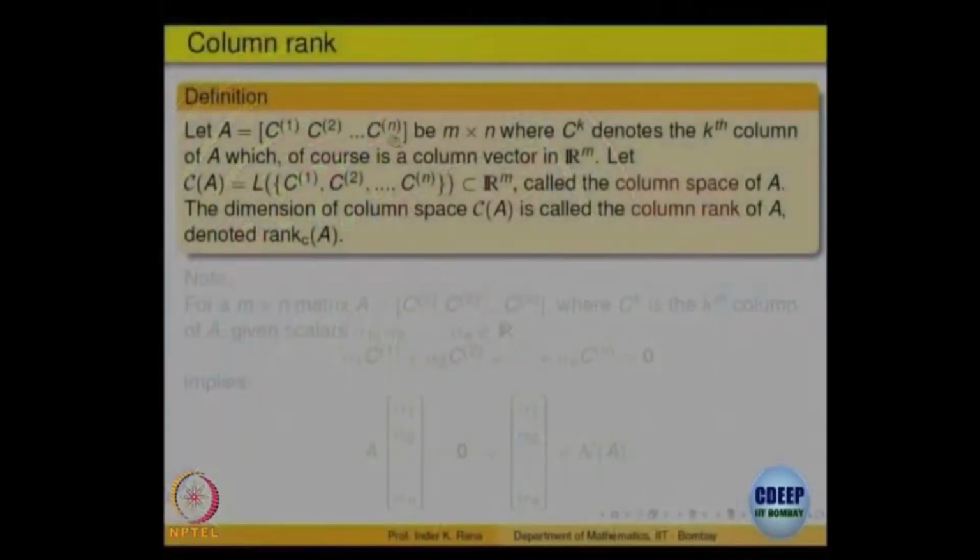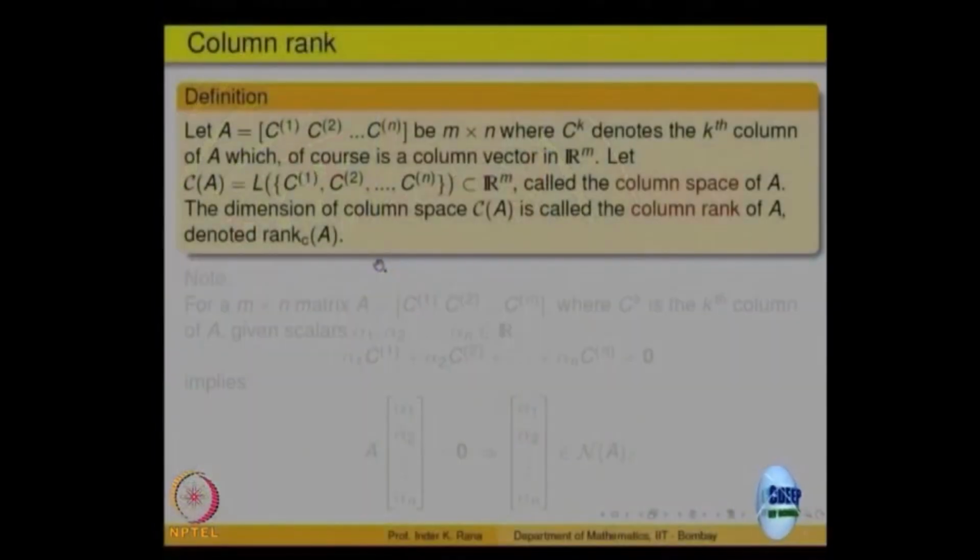So, this is the column vectors. Look at the space spanned by the column vectors. Each column vector is a vector in R^m, right, m components are there. So you get a subspace, a vector space which is inside R^m. That is called the column space.